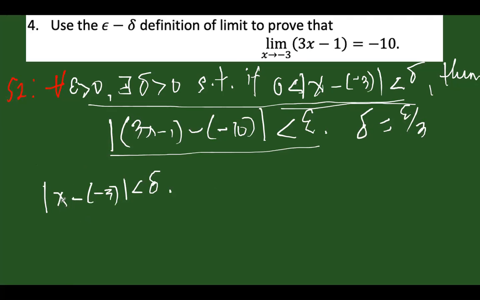So here, we're going to start with this statement, and we know that this is greater than 0. But then again, this is always greater than 0 because it is an absolute value. And at the same time, x approaches -3, which means x can never be equal to -3. So therefore, it can never be equal to 0. So we could say the absolute value of x plus 3, by simplifying, is less than delta. Now again, we want to express this in this form for us to prove that the limit of 3x minus 1 as x approaches -3 is equal to -10.